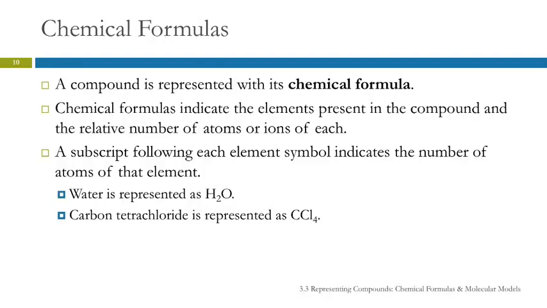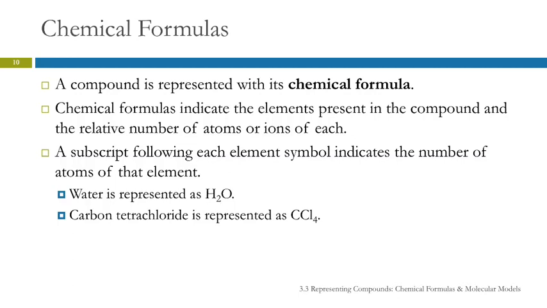Chemical formulas. So we've got all these different compounds. We have to represent them. There's lots of different ways to represent compounds, but we've gotten together and decided upon a system so that each compound has a chemical formula. That represents the different elements that are in the compound and the relative number of atoms or ions in that compound. So we use the element symbols to indicate which elements are in there, and then we use a subscript after the element symbol to say how many of that particular element.